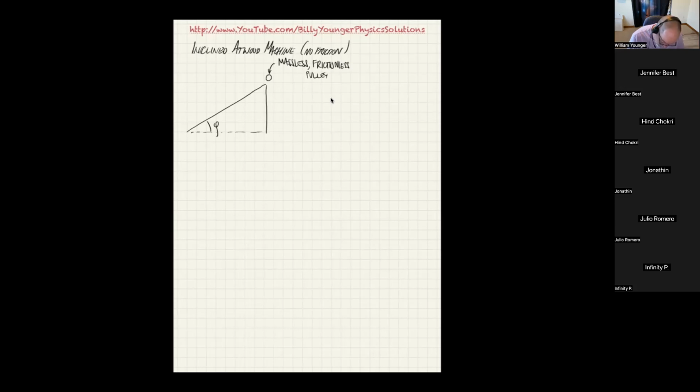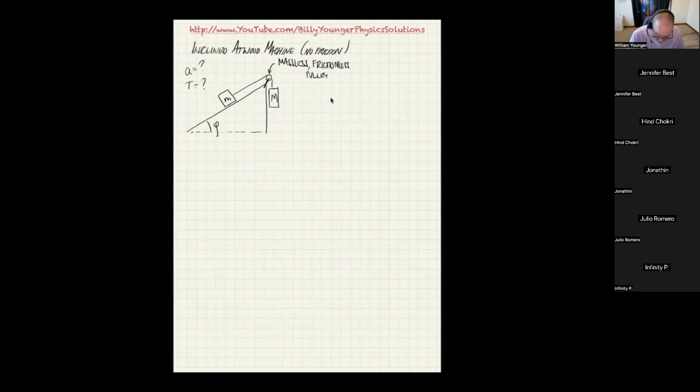Now, in addition to that, I am going to have a mass little m. And notice that the string is essentially parallel to the incline. That's important. Let's actually undo that. Now it's more correct. And then I'm going to have a very big mass, capital M, hanging from that side. So this is our Atwood machine. What I would like to know is the acceleration and the tension.